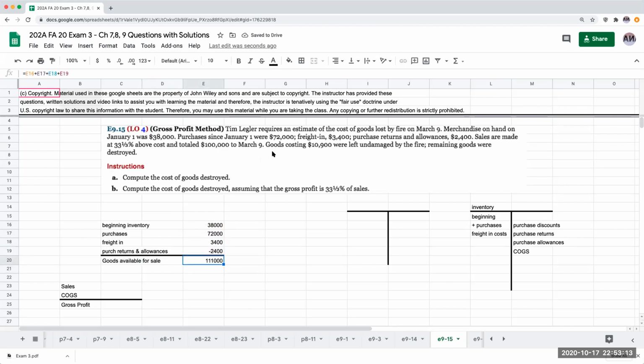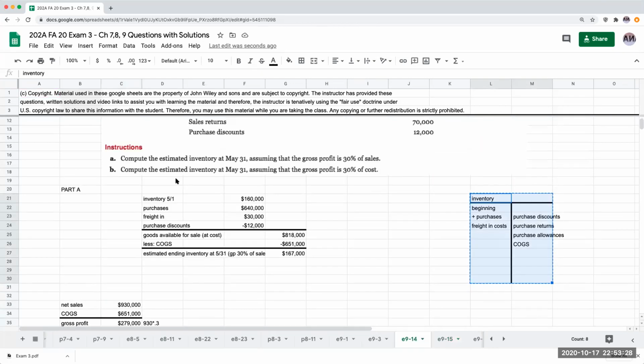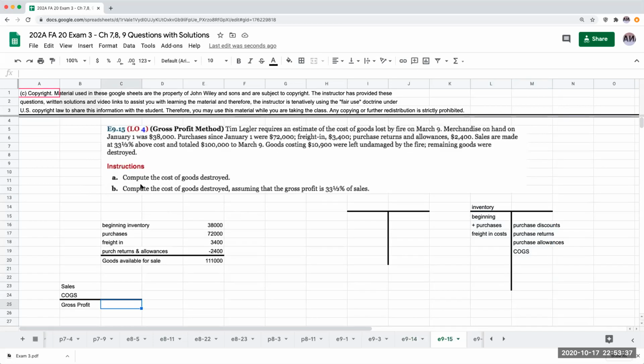I'm going to look at this goods costing 10,900 were left undamaged by the fire, but first I want to go through and figure out how to estimate what my costs are, or basically what I'm estimating my gross profit to be. So as we saw over here, we said assume that gross profit is 30% of sales, or that here the gross profit is 30% of cost. What we see here is that this is basically 33.33% above cost.